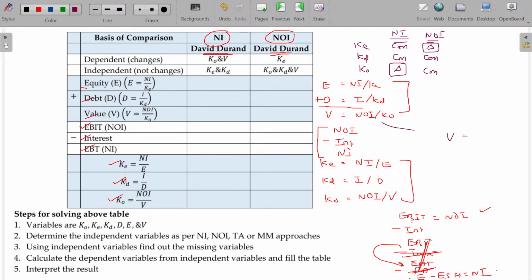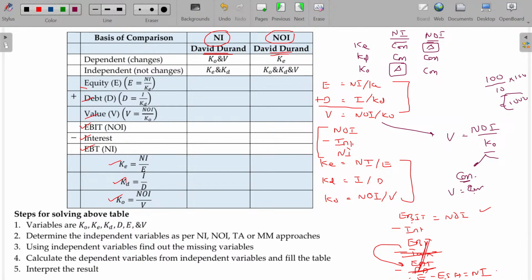NY by KO. If the KO is constant, what about the V? If the KO is constant, means if NY is 100 and KO is 10%, then the V is 1000. If the 10% remains the same at all levels, this 1000 also remains the same, constant.